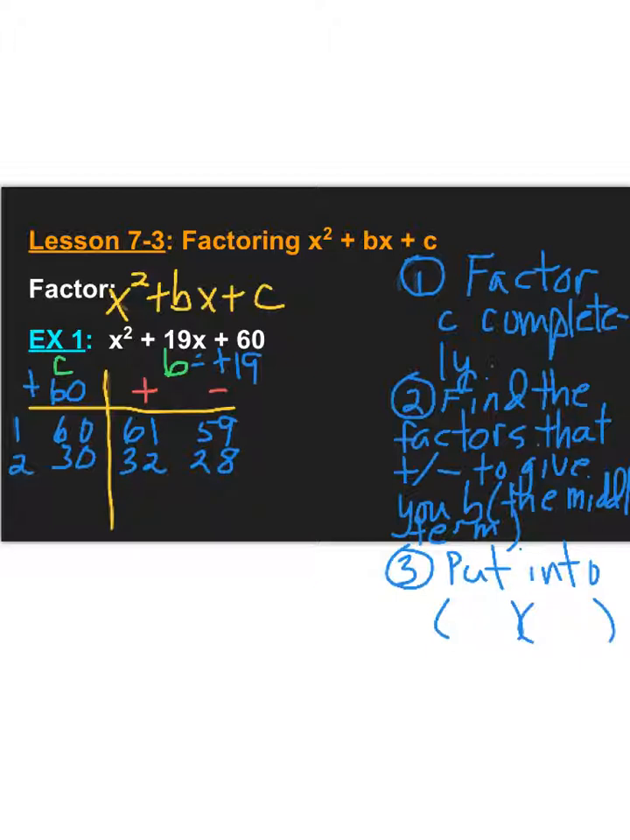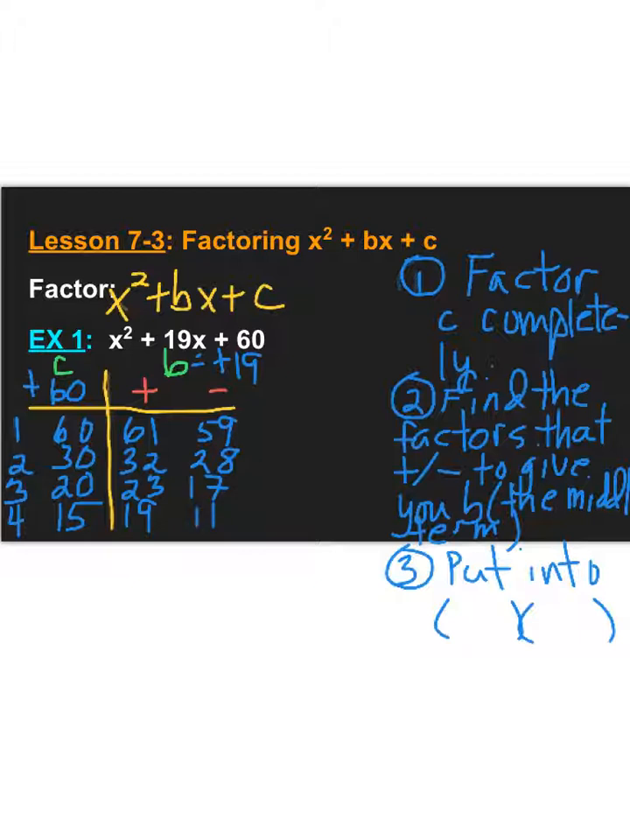The next number after 2 is 3. 3 also divides into 60 20 times. If you add 3 and 20, you get 23. If you subtract 3 and 20, you get 17. Again, neither of which are our middle terms, so we're going to keep going. The next number after 3 is 4. 4 does divide into 60 15 times. If you add 4 and 15, you get 19. And if you subtract 4 and 15, you get 11.